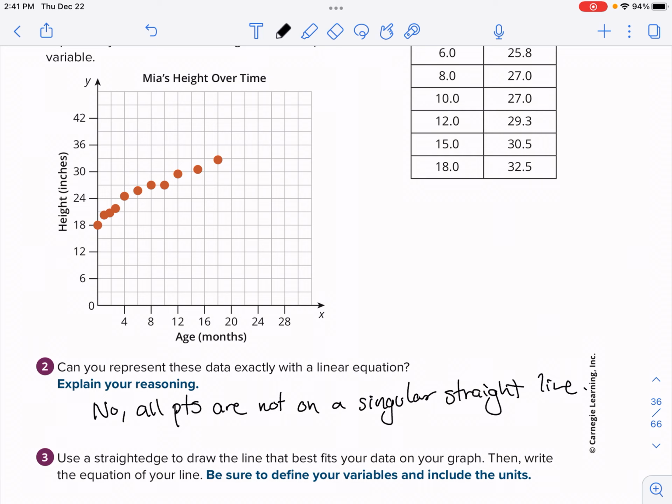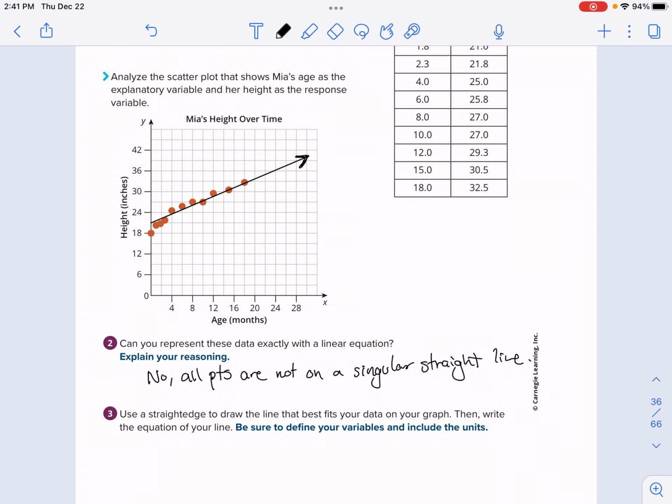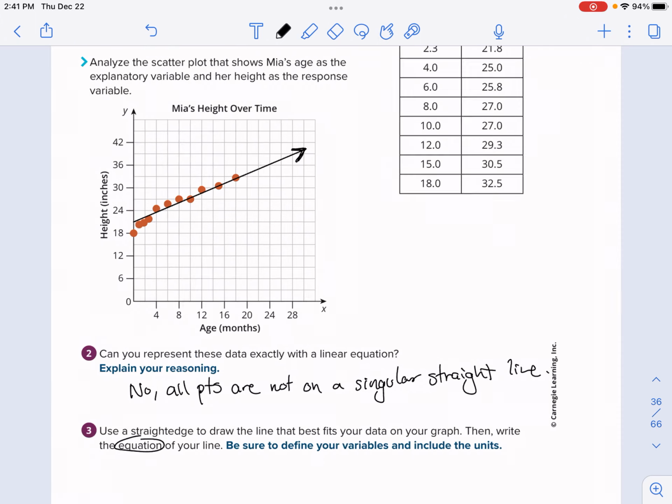Let's say for this, maybe this is a line that kind of models it. I think we got some points above, some points below. I'm going to go right there. Right, maybe her height, if it continues past 18 months, maybe it'll follow along this trend. So let's go to number 3 and write an equation to model this.